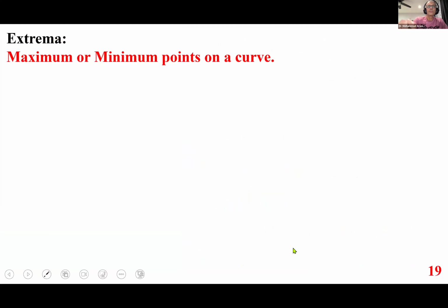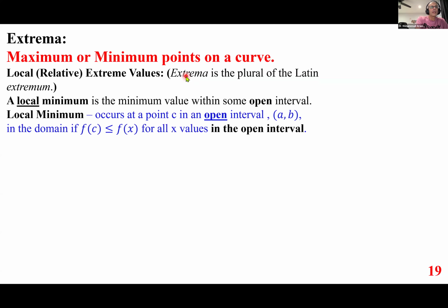Extrema. What do we know about extrema? Maximum or minimum points on a curve. Local, also known as relative extreme value. Extrema, by the way, is the plural of the Latin extremum. A local minimum is the minimum value within some open interval.